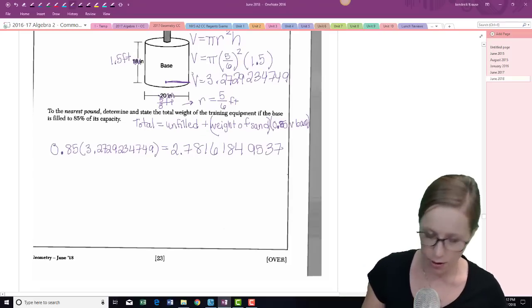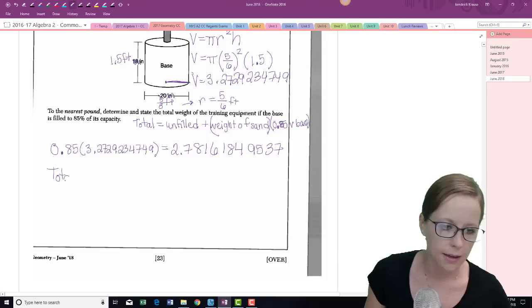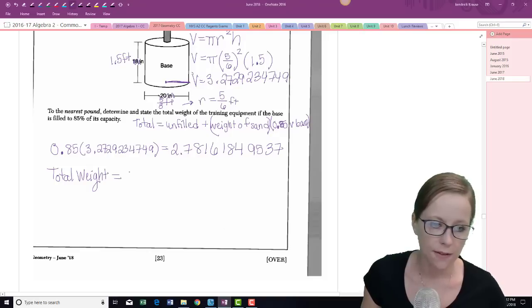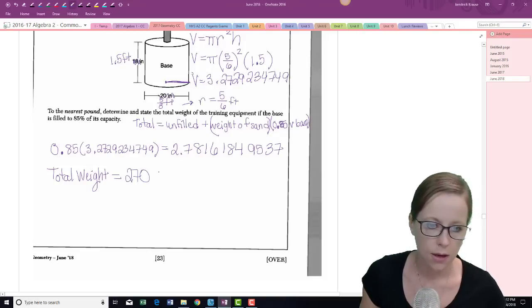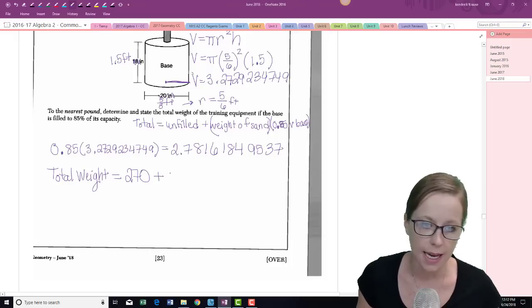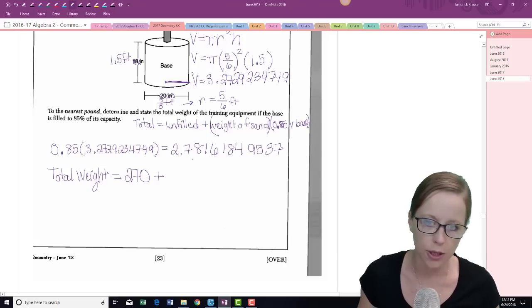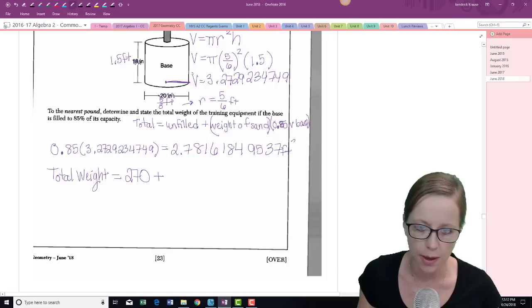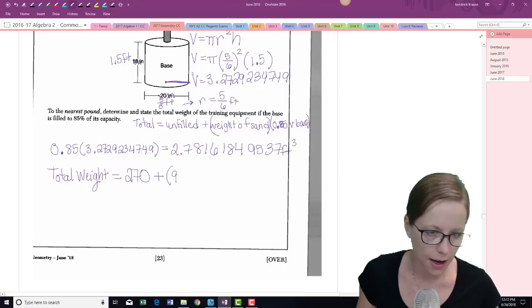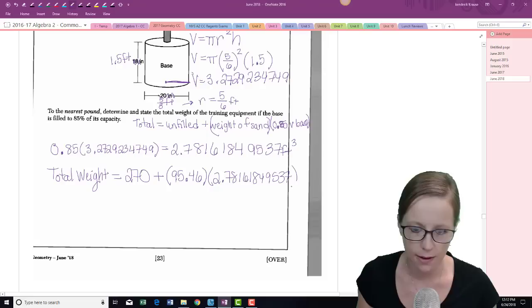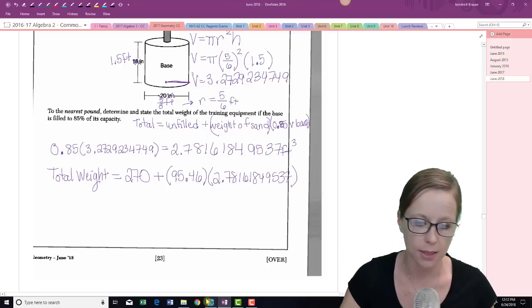But we need to do the weight of sand. So our total weight is equal to the unfilled, which was 270 pounds, plus the weight of the sand. What was the weight of the sand? It said 95.46 pounds per cubic foot. This is feet cubed, by the way. So 95.46 pounds times 2.78161849537 cubic feet. I'm going to type that right into my calculator.